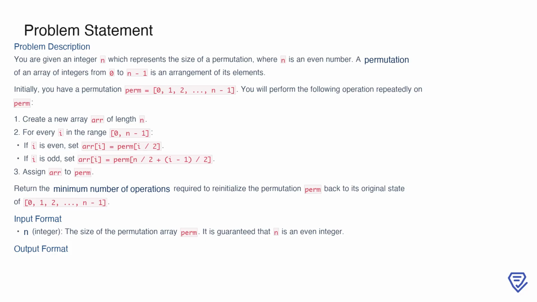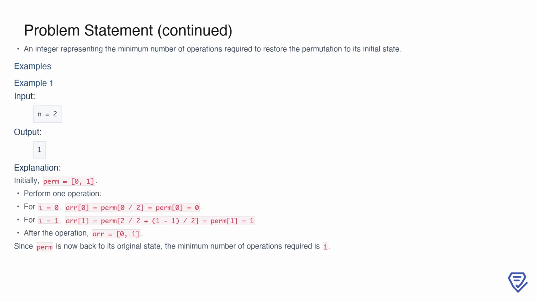The goal is to determine the minimum number of these operations required to return the permutation back to its original order of 0, 1, 2, up to n-1. The output of the problem is an integer, which represents the minimum number of operations needed to restore the original permutation. Let's look at a few examples to better understand this.